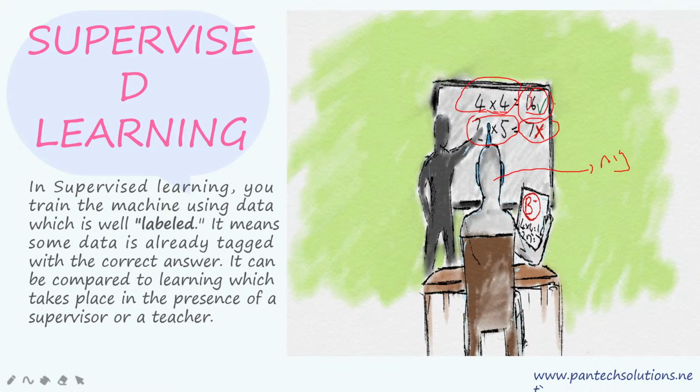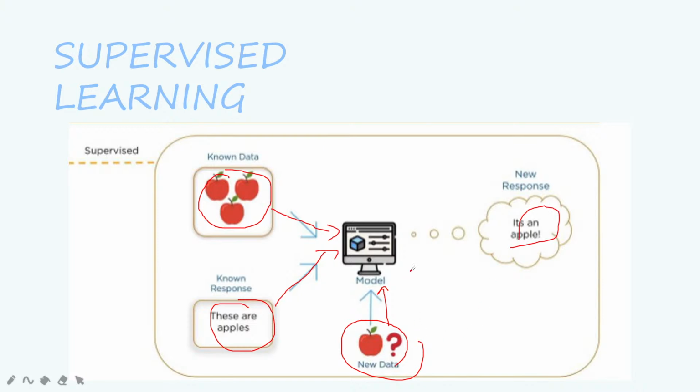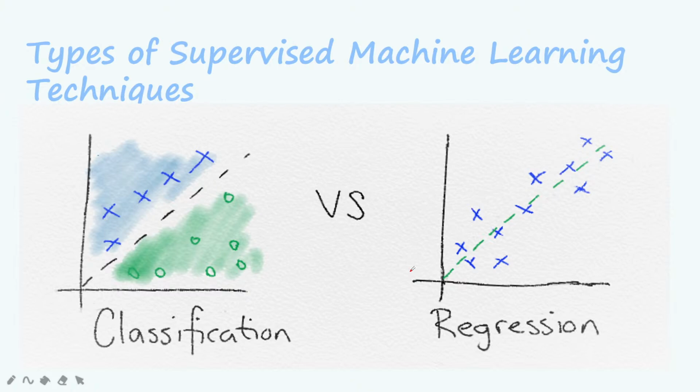In supervised learning we have only two types. Here is one of the easiest examples. I have a bunch of apples and I am telling the machine this is an apple. I give the model the apple and tell it that it's an apple. So whenever I give a new apple to the model, it will definitely predict that it's an apple. That is supervised learning. In supervised learning we have only two types: one is classification, the next one is regression.